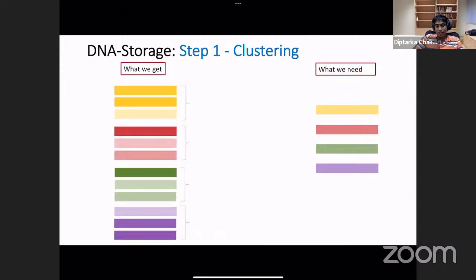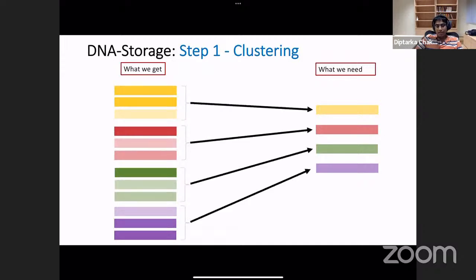And once I do this clustering, my next task will be to get back the original data. So from this cluster 1, which are essentially the noisy copies of this YOLO block, I should get the exact original data. Okay, so this is the second part.